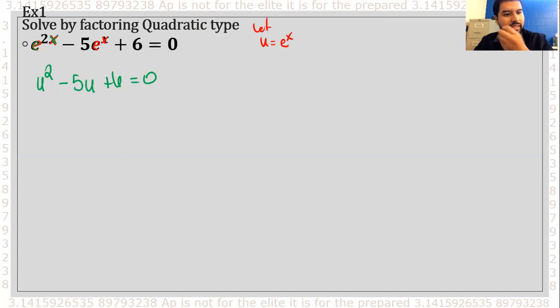And if you see it right here, this looks a lot more like our quadratic. So we can go ahead and factor this indeed. Let's pause the video, give this a try, and try to factor this.